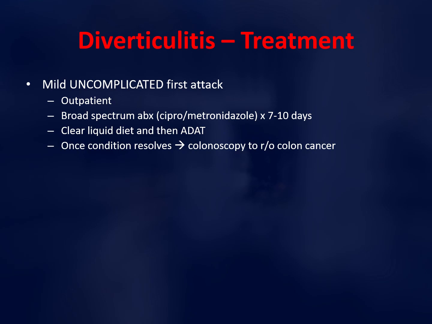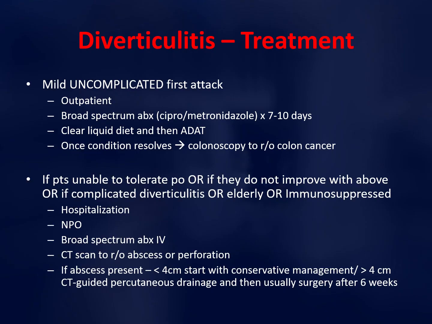Once the condition resolves, after 4 to 6 weeks, colonoscopy should be done to rule out colon cancer, as already mentioned. If patients are unable to tolerate PO intake, or if they do not improve with the above, or if they are initially diagnosed with complicated diverticulitis, with an abscess or peritonitis, or elderly patient or immunosuppressed, they should be hospitalized for treatment, kept NPO, started on broad-spectrum IV antibiotics. The CT scan has already been done initially to rule out abscess or perforation.